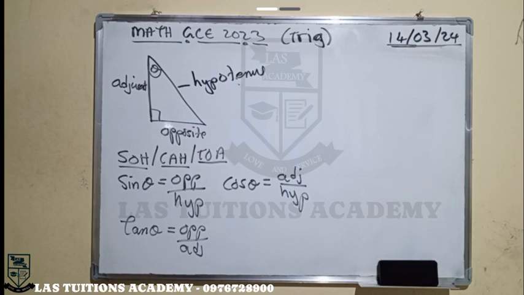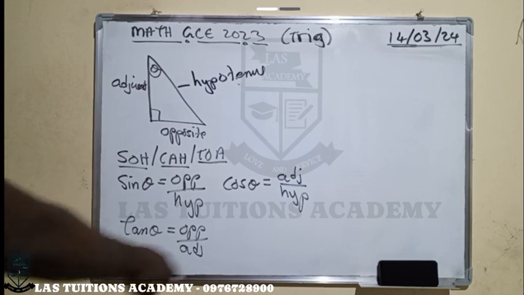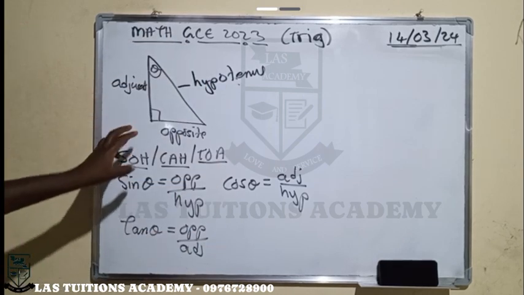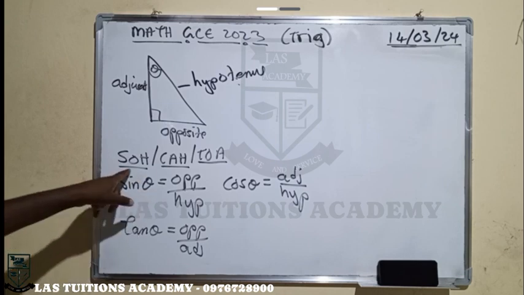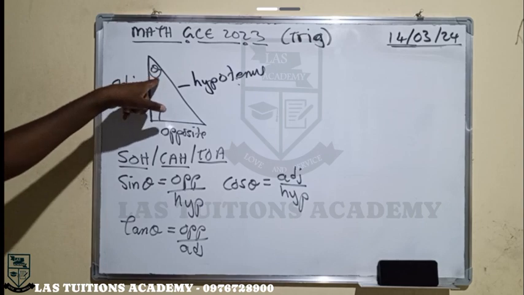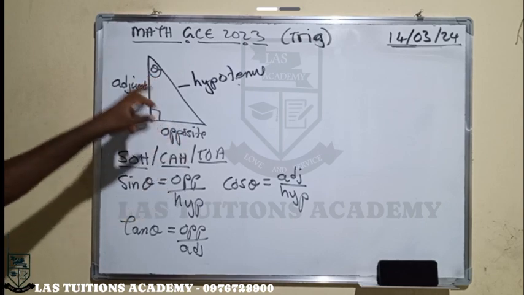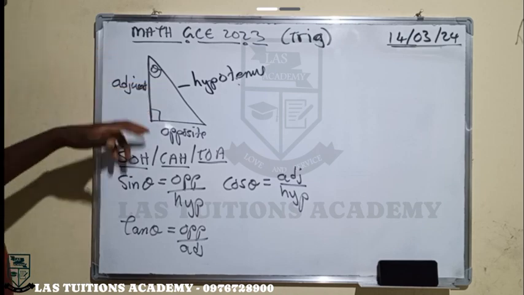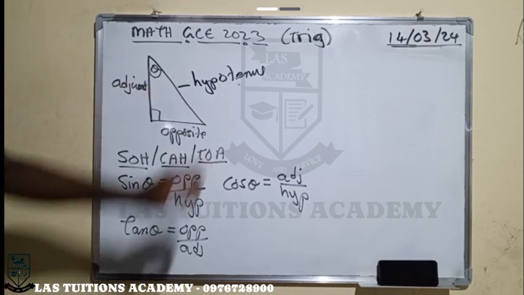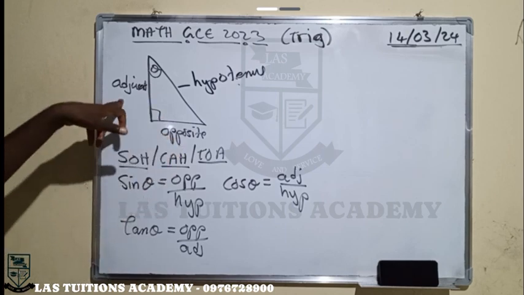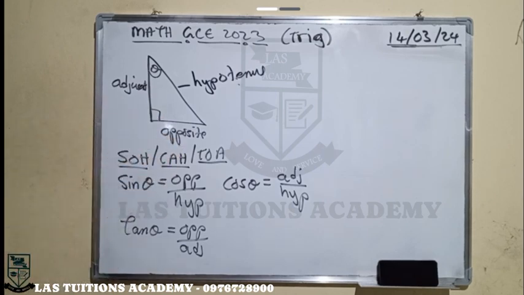So at the moment, the question we're dealing with doesn't have much to do with this, but you need to understand SOHCAHTOA. If this is theta, sine theta is opposite over hypotenuse. Then cos theta is going to be adjacent over hypotenuse. Then tan theta is going to be opposite over adjacent. That's how you work out SOHCAHTOA.